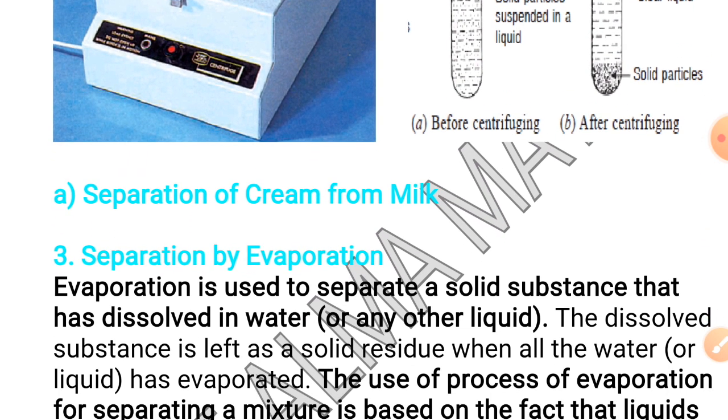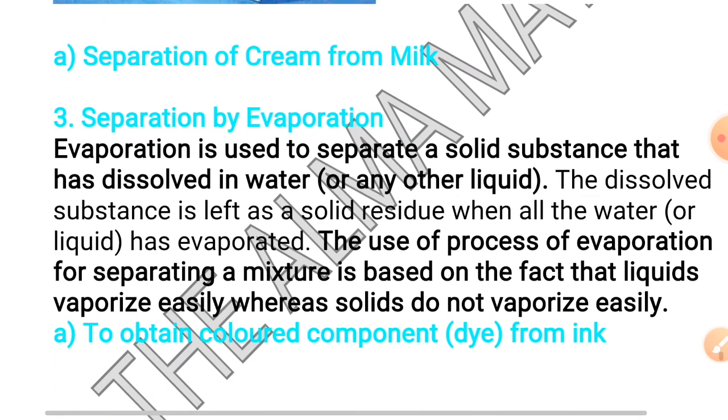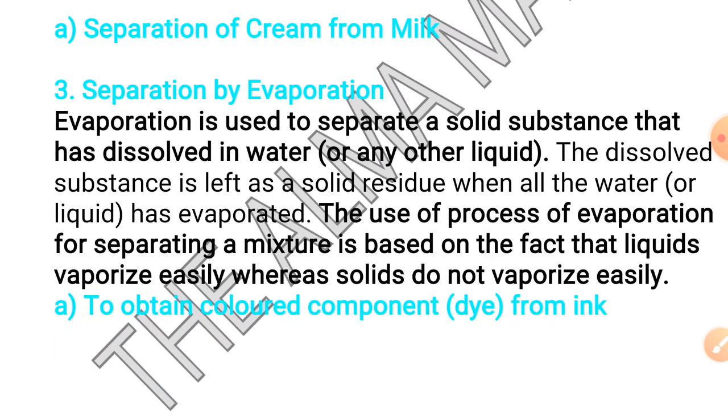Now we are discussing the next one, which is evaporation. Evaporation is used to separate a solid substance that has dissolved in liquid or water. The dissolved substance is left as a solid residue when all the water, or say the liquid component, evaporates. So the use of the process of evaporation for separating a mixture is based on the fact that your liquid vaporizes easily, whereas solids do not vaporize easily. Or I can say that your liquid is volatile in nature while the solid component is non-volatile.